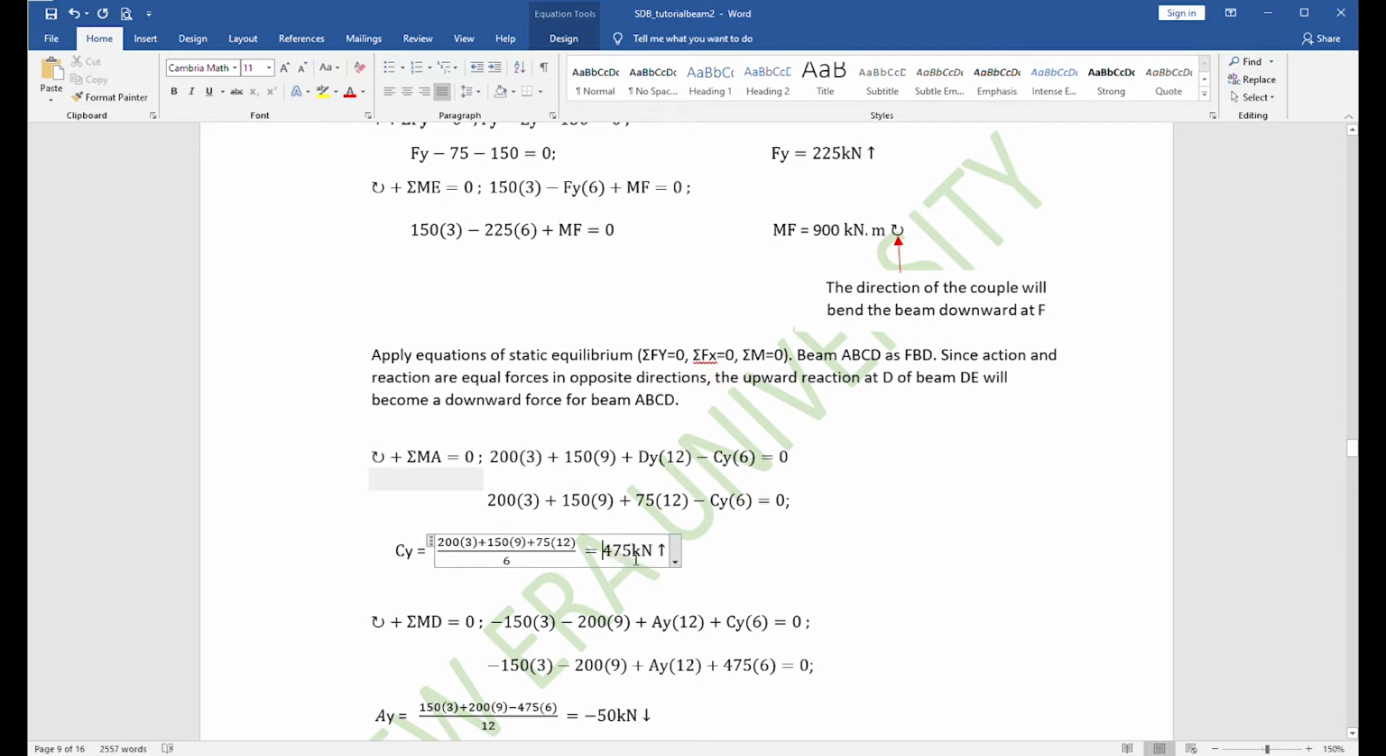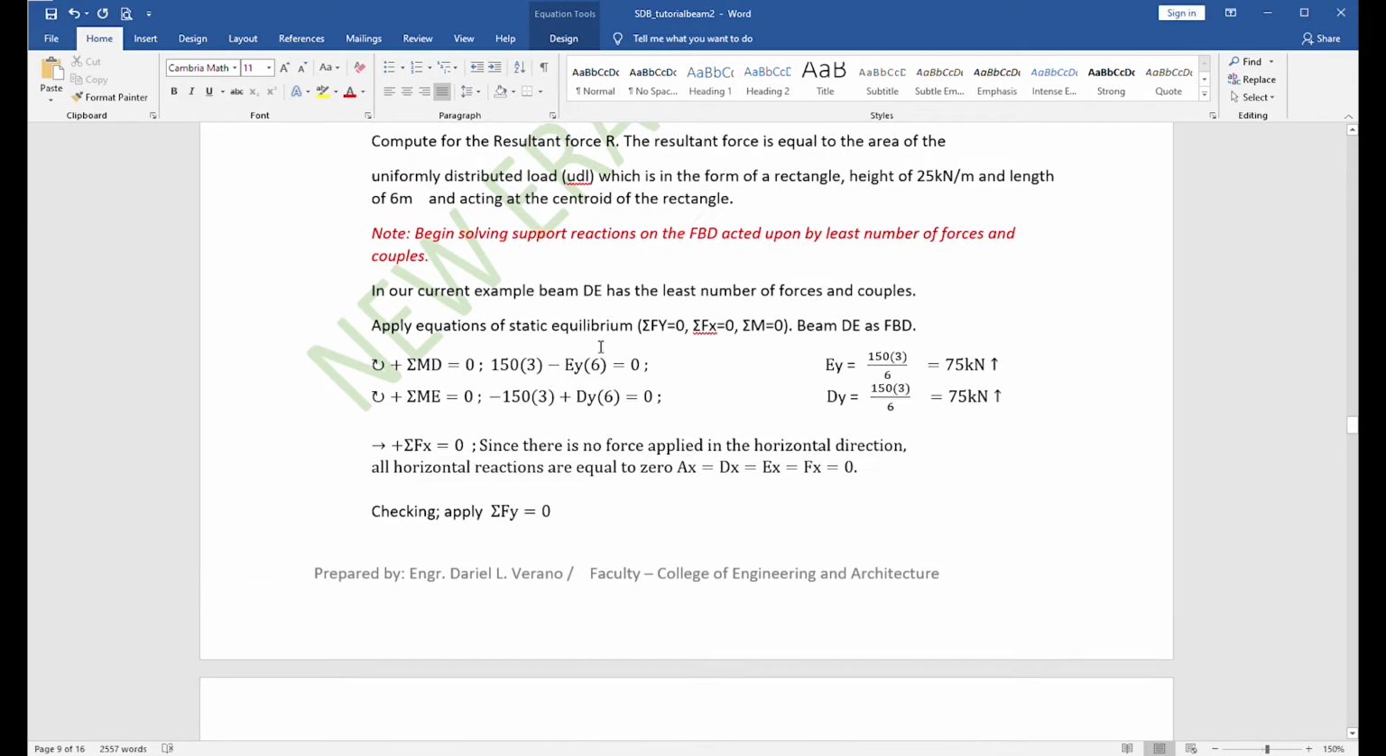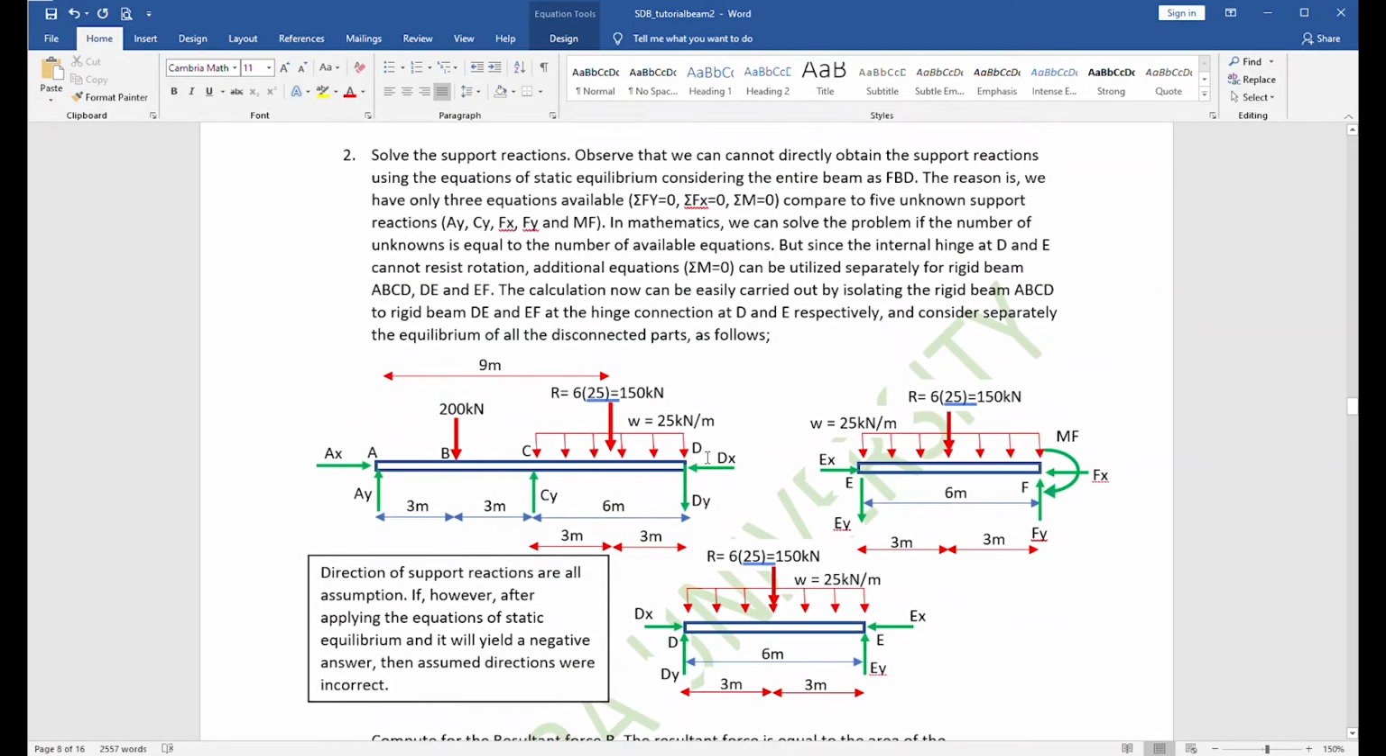Bakit? Because 475 kN came out to be positive. Then we will apply summation moment at point D. So dito naman tayo mag-apply ng summation moment sa point D. Pag dito tayo nag-apply, CY clockwise yung moment natin, yung AY clockwise din, then 200 counterclockwise, then 150 counterclockwise with respect to point D.